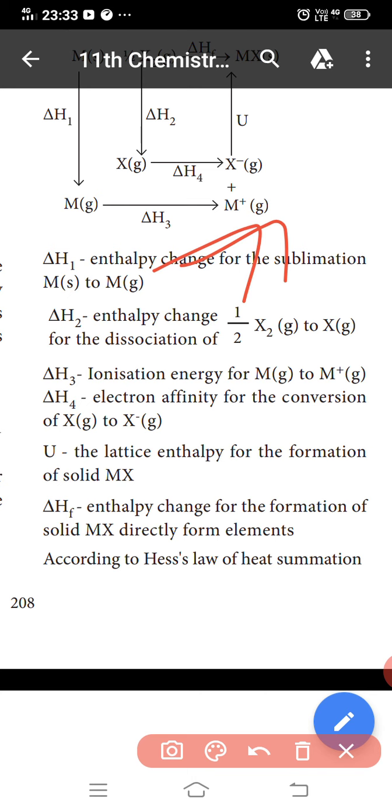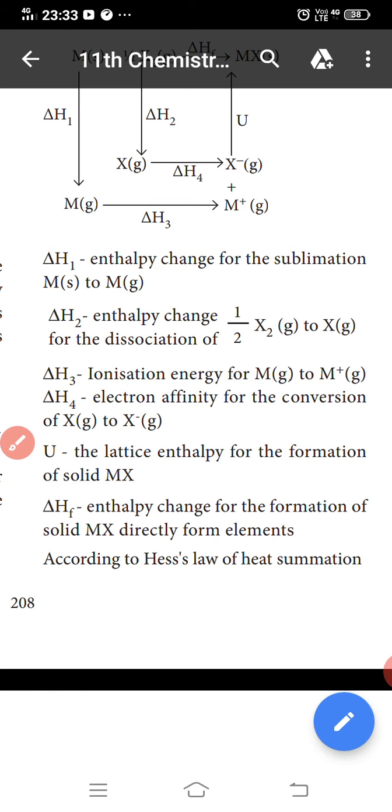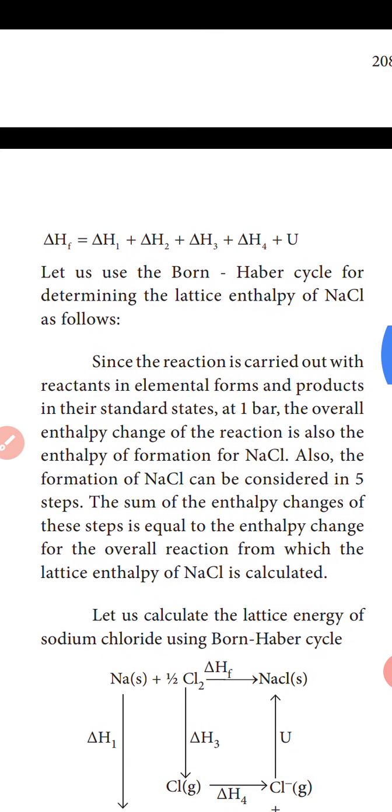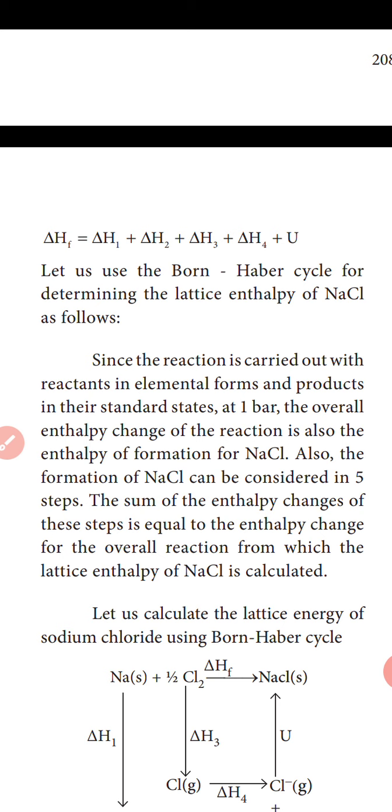So according to Hess's law of heat summation, the heat of formation is equal to ΔH1 plus ΔH2 plus ΔH3 plus ΔH4 and the lattice energy last. This is the formula. This is the Born-Haber cycle for determining the lattice enthalpy of sodium chloride.